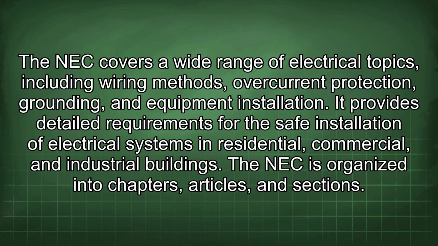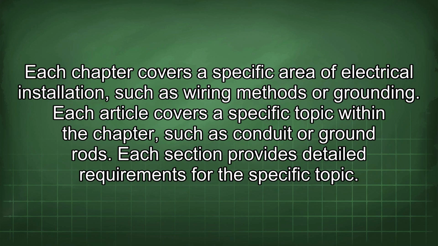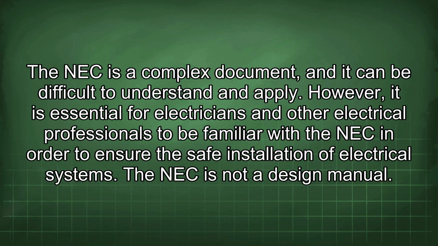The NEC is organized into chapters, articles, and sections. Each chapter covers a specific area of electrical installation, such as wiring methods or grounding. Each article covers a specific topic within the chapter, such as conduit or ground rods. Each section provides detailed requirements for the specific topic. The NEC is a complex document and it can be difficult to understand and apply.